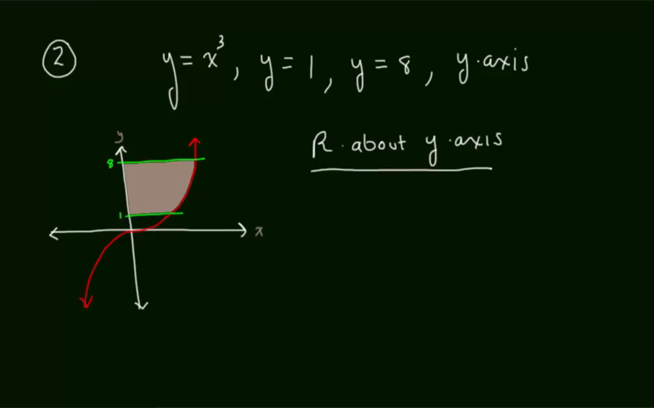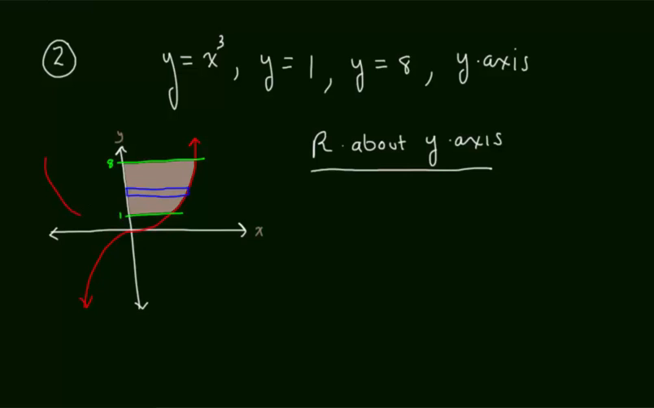In example 2, we're going to take y equals x cubed, y equals 1, y equals 8, and the y-axis, and take the region bounded between those four curves. And we're going to rotate that region, shaded in gray here, about the y-axis. Because I'm rotating about the y-axis and I'm using a disc, I have to draw my rectangle in a horizontal fashion. Okay, let's see what this might look like.